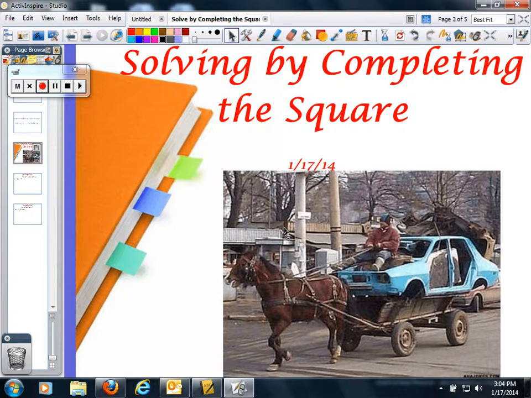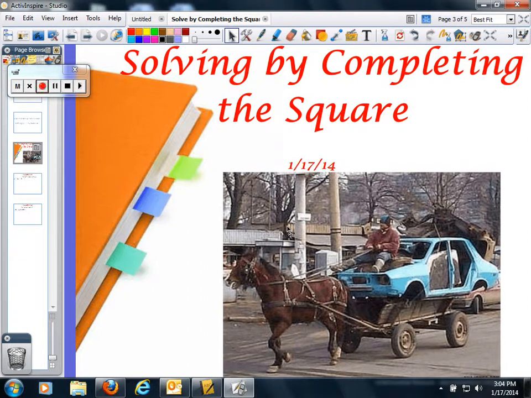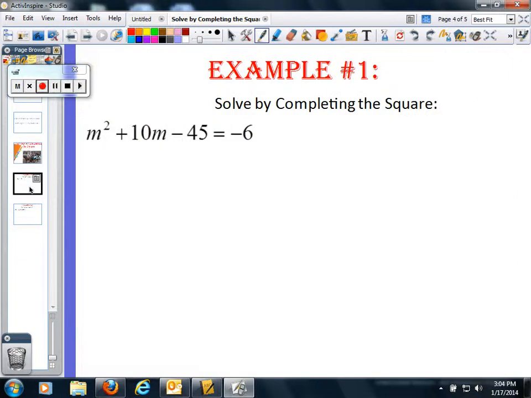So today we're going to be covering completing the square, solving by completing the square, okay? So now we're looking at something that looks a little bit different, right? We have this negative 45 here. It kind of changes the way our equation looks from when we solve by completing the square. So what I want to do is start by moving this to the other side of the equation.